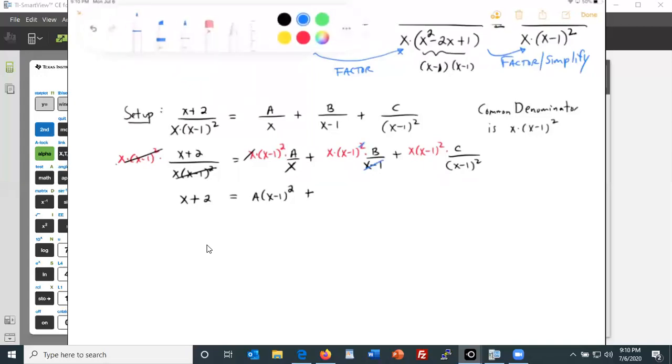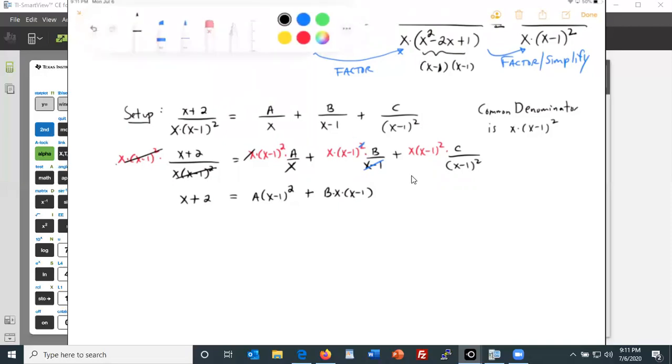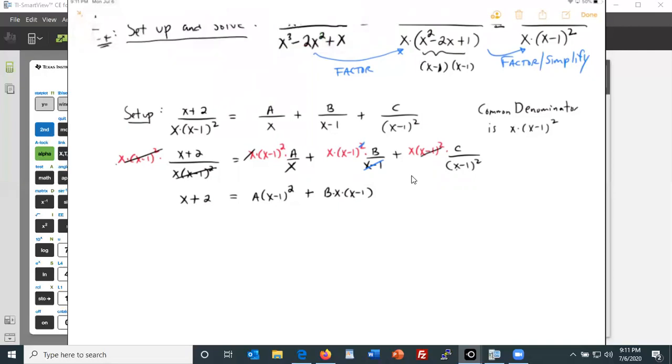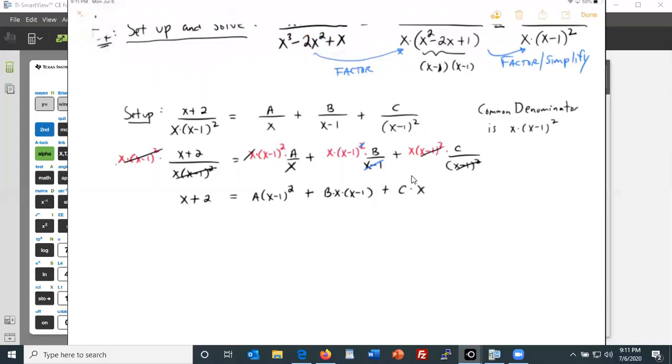So we end up with b times x minus 1. Because two factors of x minus 1 over x minus 1 cancels out one factor of each and leaves you with an x minus 1 on top. And then in the c part, we can see that the x minus 1 squareds cancel completely, and we get c times x.